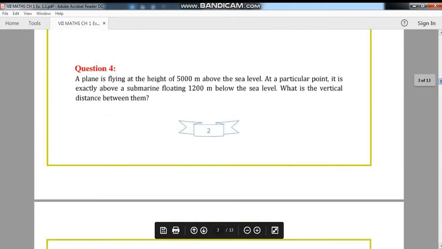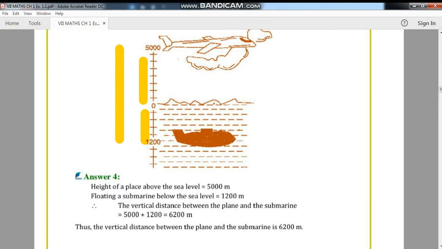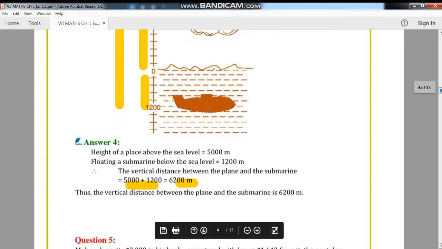In question number 4, it is said that a jet is flying above sea level at a distance of 5000 meters, while a ship is moving under the water and it is 1200 meters below. We have to find out the vertical distance between these two. So we will add up. So 5000 plus 1200, the answer is 6200 meters. Always read the questions very properly, whether it is asking about kilometers or meters or any interchange in the units.